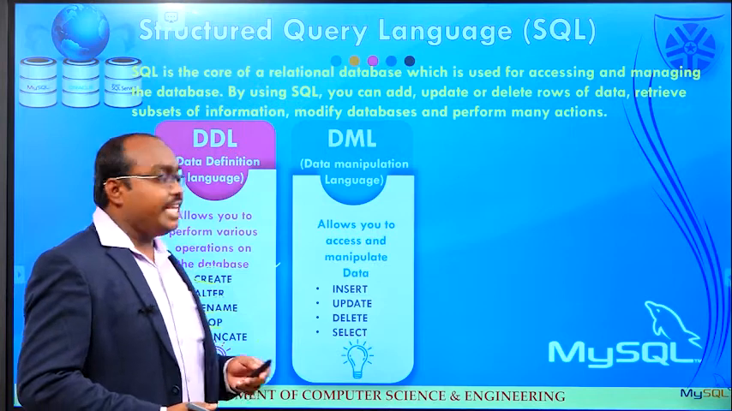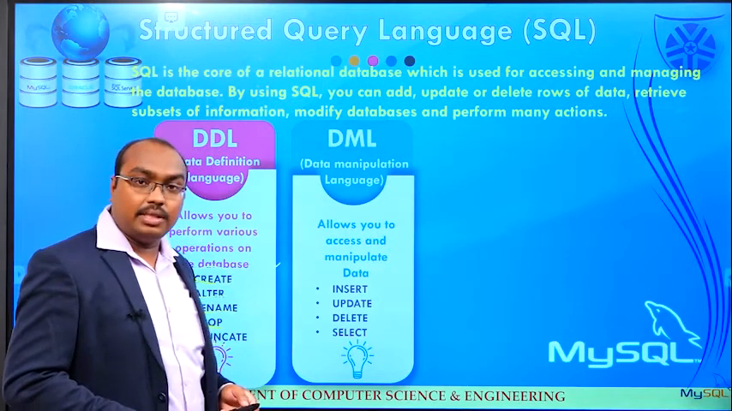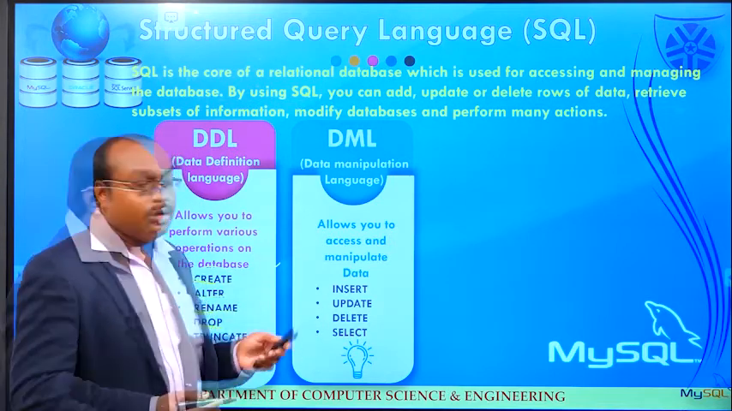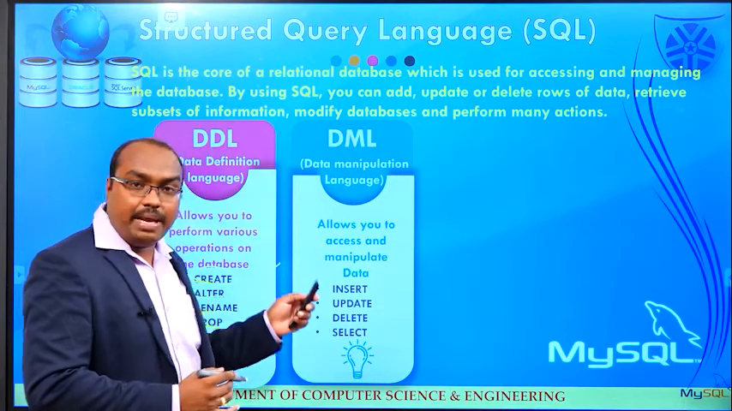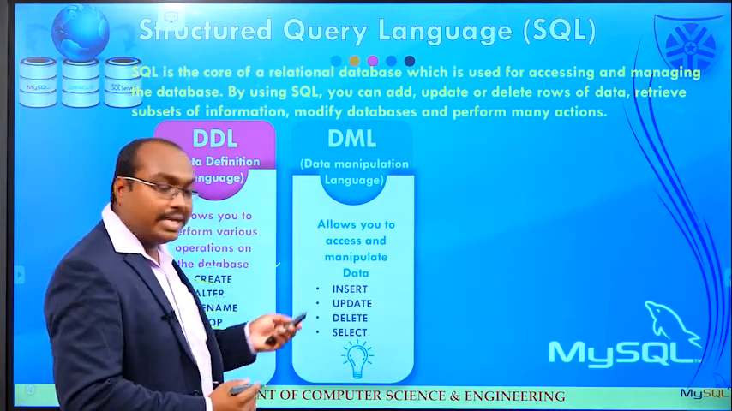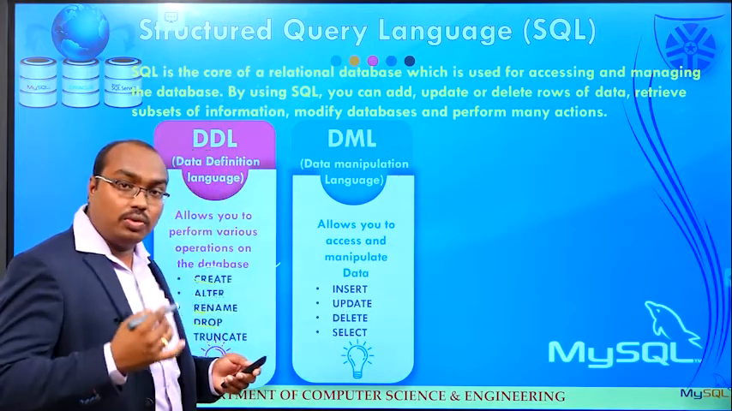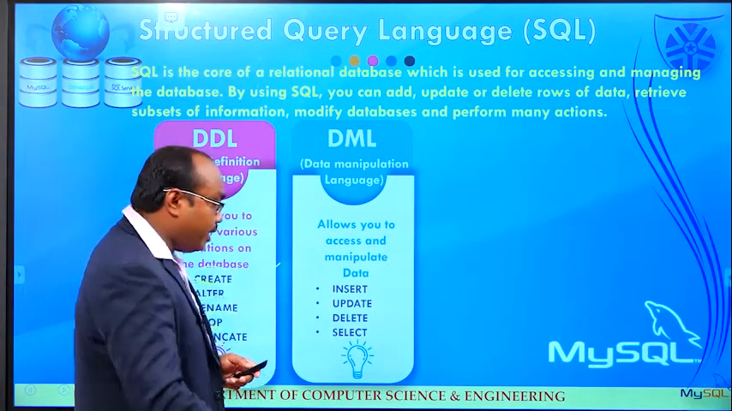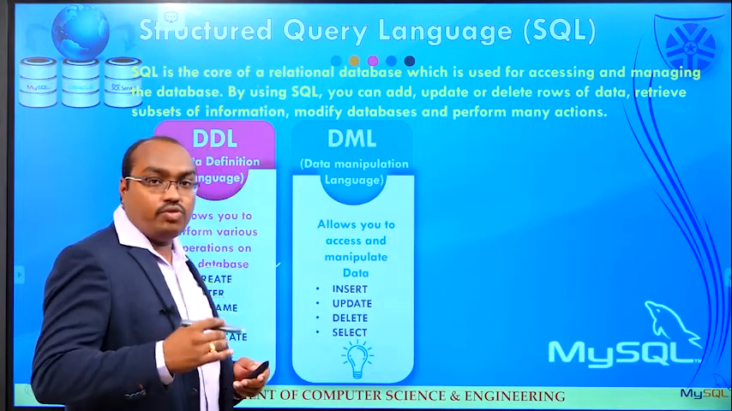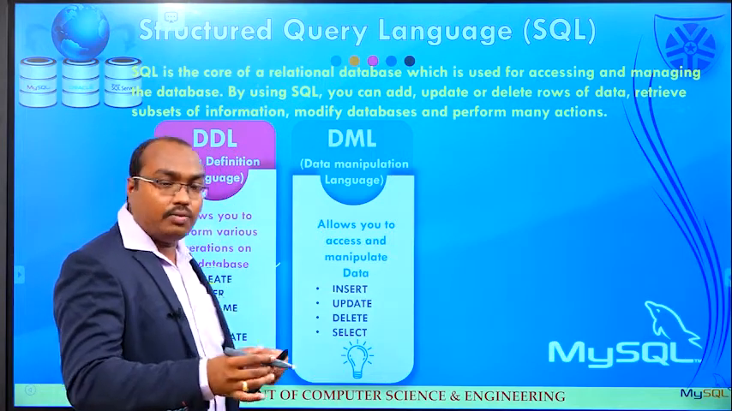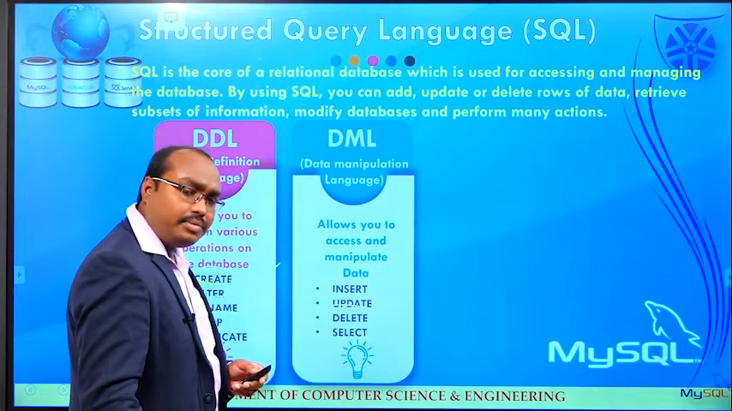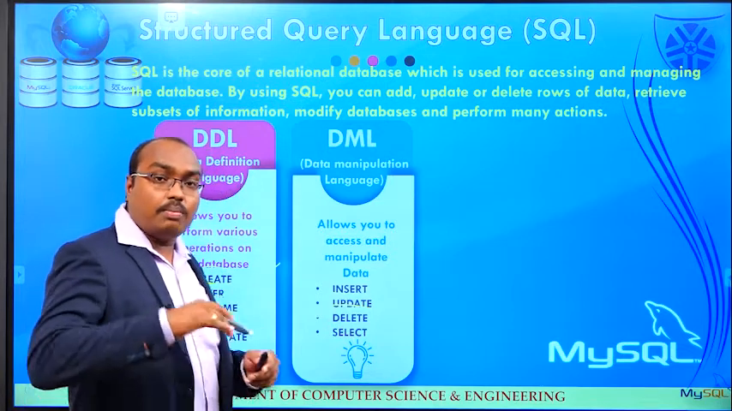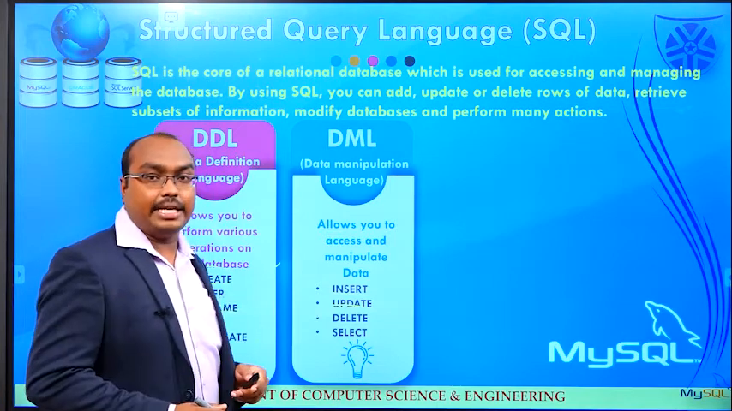Coming to the next one, DML, Data Manipulation Language. This DML is used to modify the data. In DML, we use different types of queries. For example, insert. Whenever we want to insert data into a particular table, we use the insert command. And the next one, update. If we have to make any updates in the table or data, we use the update command. And the next one, delete.